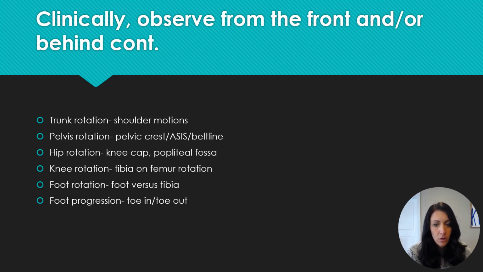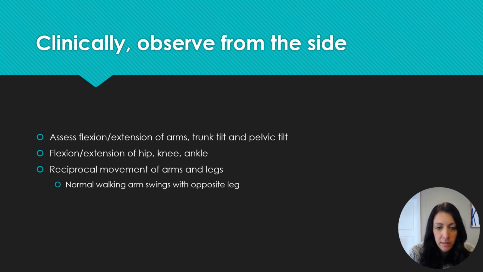When you're observing from the front or from behind, you're going to see the trunk rotation, pelvis rotation, hip rotation, the knee, the foot rotation, and how it progresses. When you're at the side, you're going to be able to see more of the flexion extension of either the arms and the trunk, like a trunk tilt, like a pelvic tilt, as well as is there any flexion extension coming from the knees, the hips, or the hip and the knees and the ankle, and if there's a reciprocal arm movement and leg.